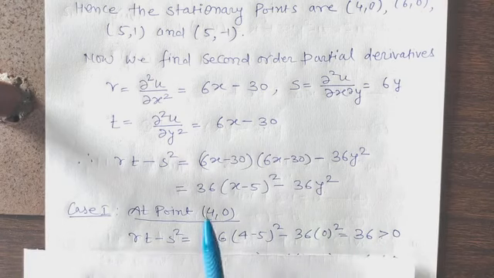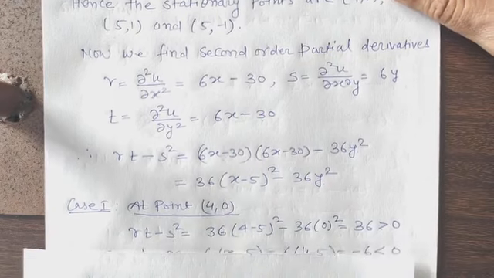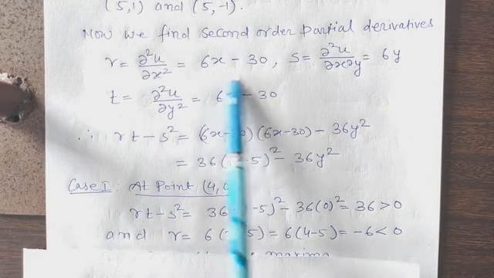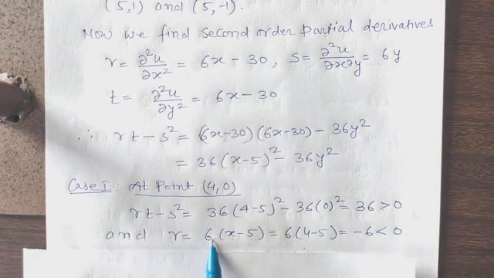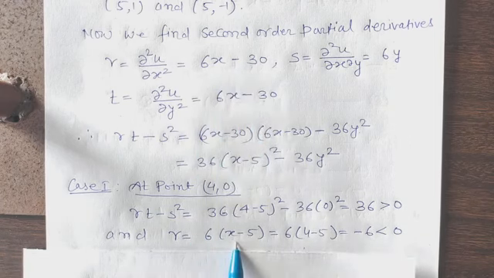So rt minus s square is positive. That means there is maxima or minima at this point, which is determined by the value of r. So we find r at this point 4, 0. The value of r is 6x minus 30. We take 6 common, so 6 into (x minus 5). This is the value of r.